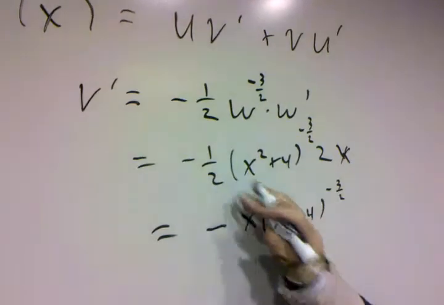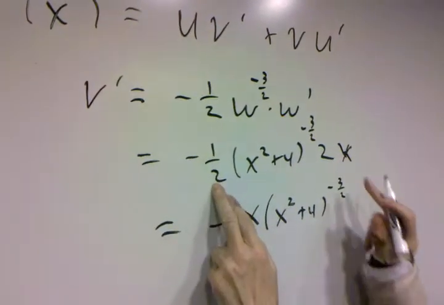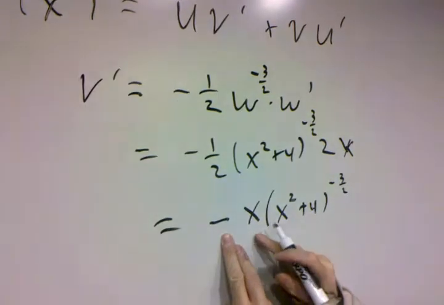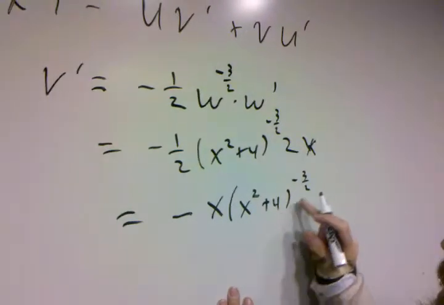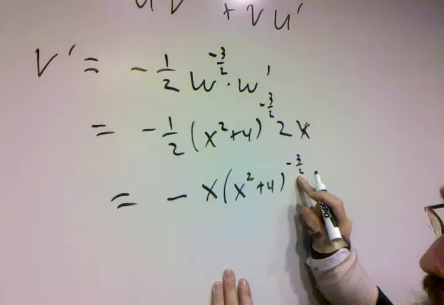Moving the 2x in front, multiply negative a half. Negative half times 2 is negative 1. The x goes in front. What remains is x squared plus 4 to the minus 3 halves power. This is v prime.